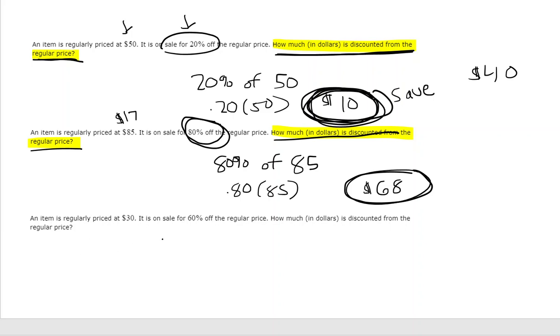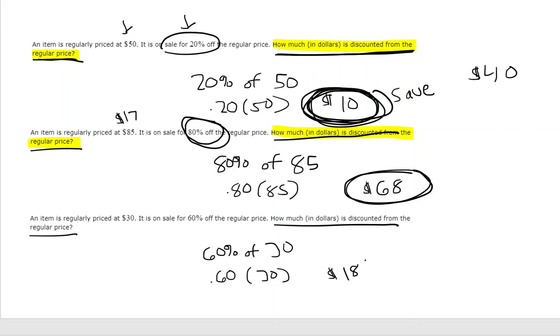An item is regularly priced at $30. It's on sale for 60% off the regular price. How much is discounted from the regular price? So remember, we take the 30, we find out what 60% of 30 is. That is going to be our discount. That's how much we get to subtract off the regular price. So we take the 60%, we divide 60 by 100 to get rid of the percent sign. So 60% becomes 0.60. When we times that by 30, 0.60 times 30 is 18. That is how much is discounted from the regular price.